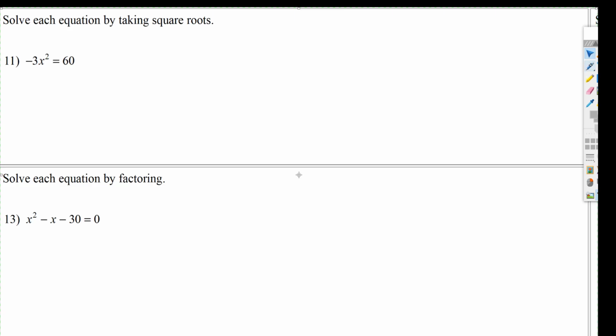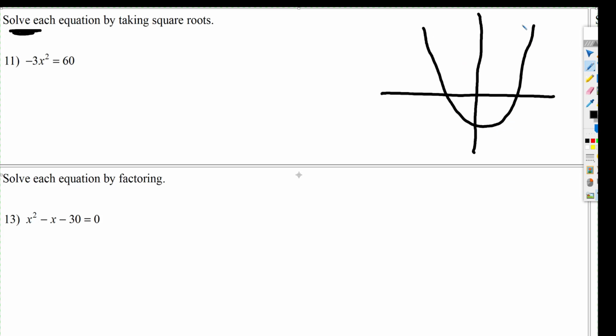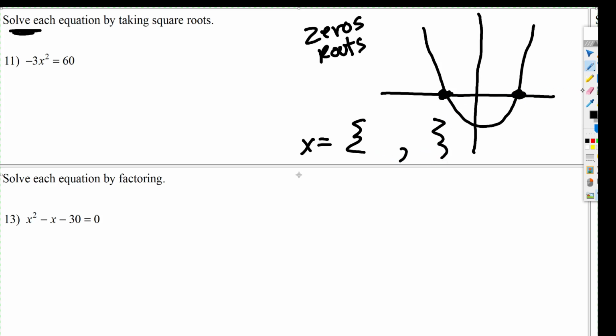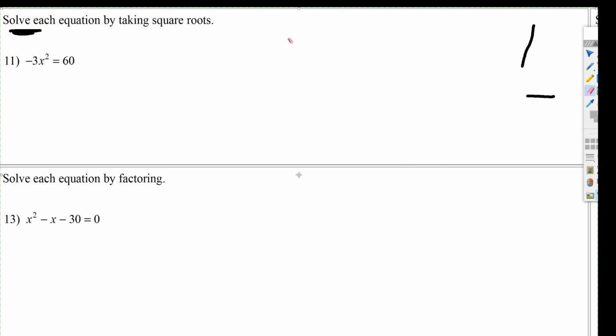Okay, now that we've practiced just the process of factoring, now we can actually solve. And remember, when you solve a quadratic, what you're solving for are called the zeros or the roots. It's where the quadratic equation touches the x-axis. So every time you say x is equal, and there are two x's, this is what you're looking for. Where do they touch the x-axis?